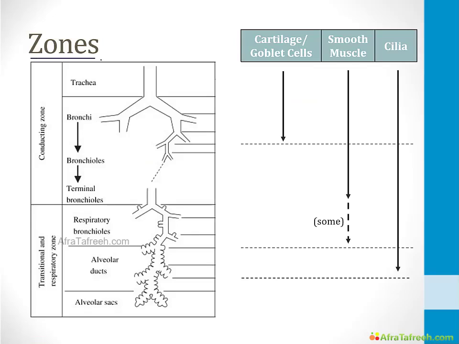It shows the zones of the lung and the structures that make up those zones. The conducting zone is on top, and the transitional and respiratory zone is down on the bottom. So you can find cartilage and goblet cells at all levels down to the bronchioles, which is right here. Smooth muscle is present to some degree around all of the conducting airways down to the alveolar ducts, and then cilia is found at all levels down to the alveoli.